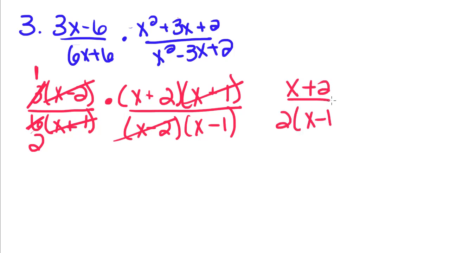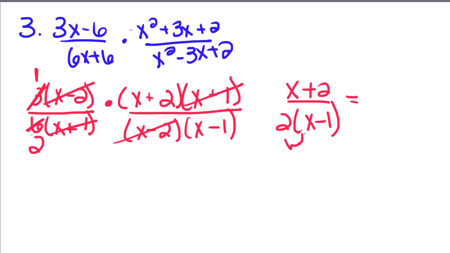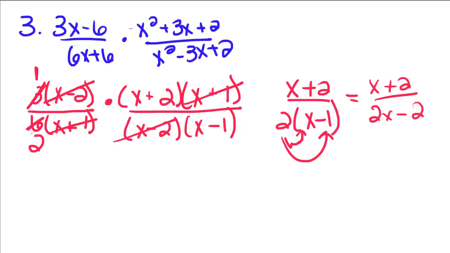2 times x minus 1. Now when you want to leave your answers in the most simplified version, you're going to want to distribute this 2 and write this as x plus 2 over 2x minus 2. And that's actually all we're going to do with multiplying fractions.